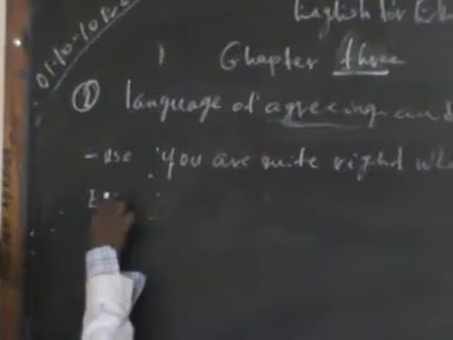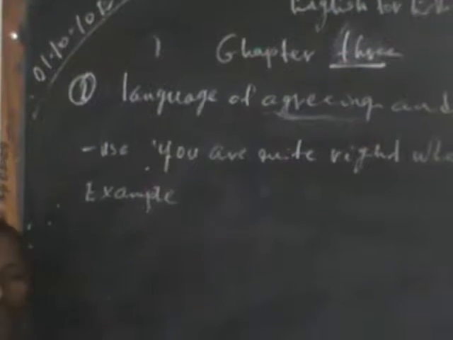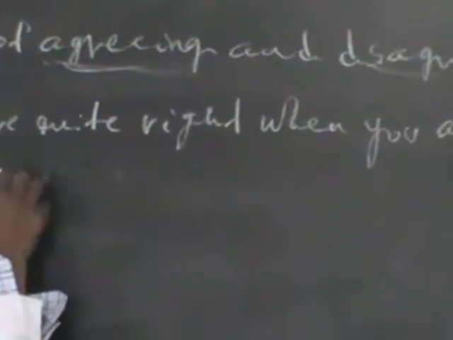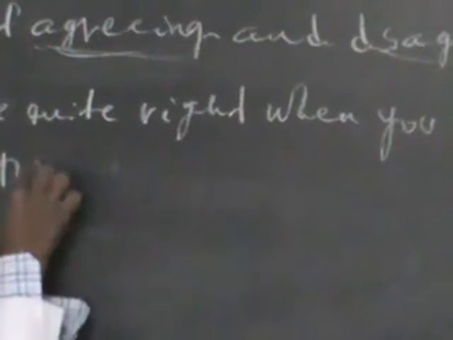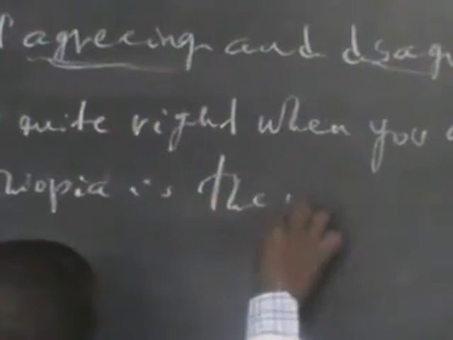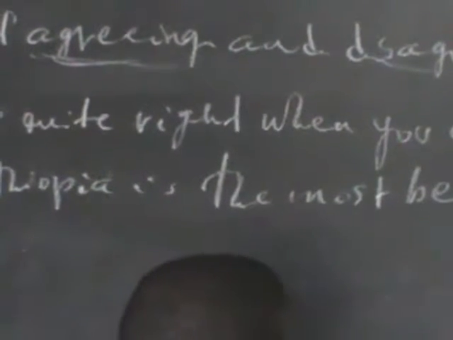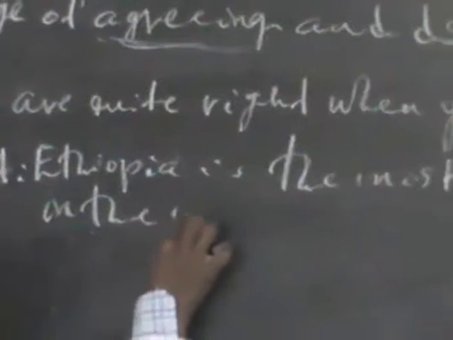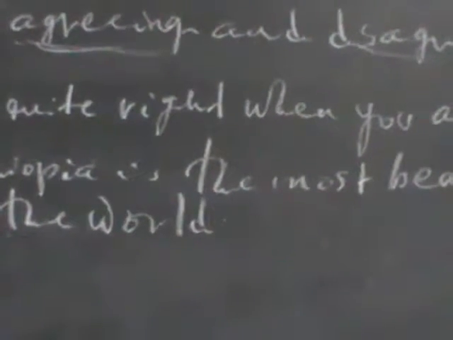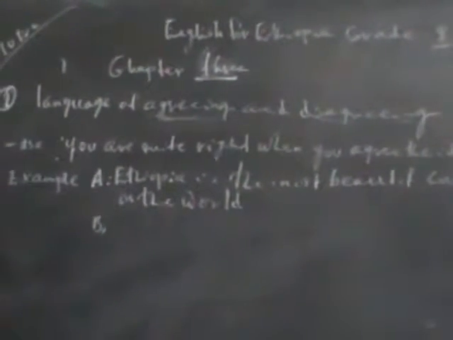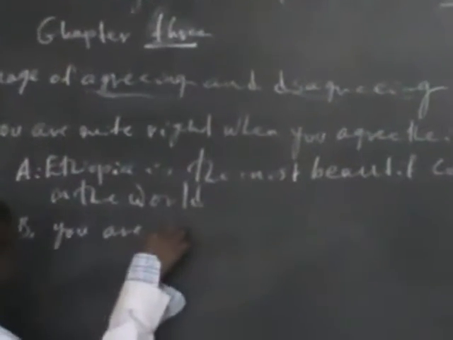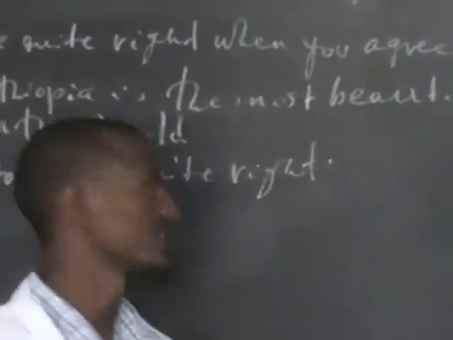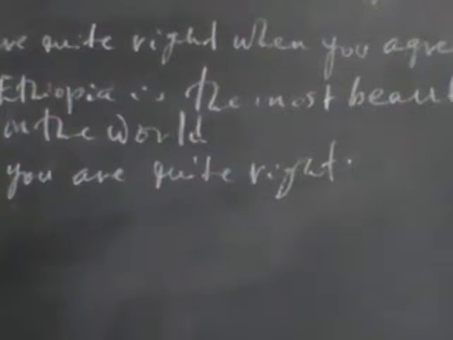Someone may say to you, for example, "Ethiopia is the most beautiful country in the world." Student A says that. Then Student B, when agreeing, says "You are quite right."